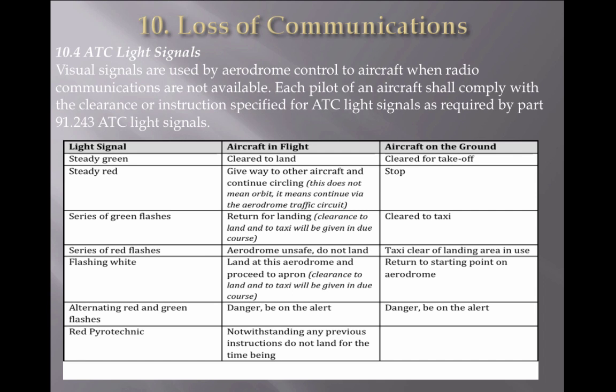A series of red flashes to an aircraft on the ground: taxi clear of landing area in use. Flashing white light to a pilot in flight: land at this aerodrome and proceed to the apron. Clearance to land and to taxi will be given in due course. Flashing white for an aircraft on the ground: return to starting point on the aerodrome.